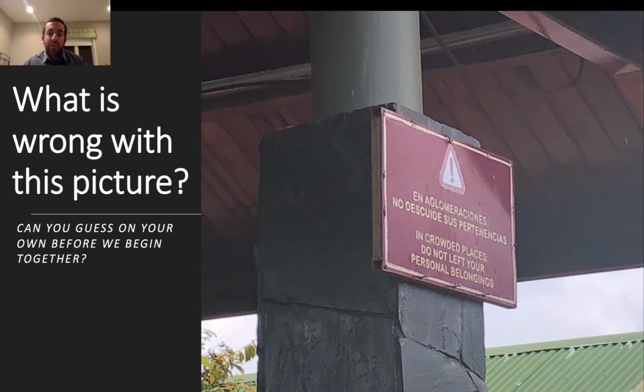it out loud from this picture sign that says, "In crowded places, do not left your personal belongings." So, in crowded places, do not left your personal belongings. Can you think of a few errors here before we move on, and write down how we can fix this warning sign, with the exclamation point and the triangular yield indication here? So before we go on, try to do your best and figure out how we could improve this sign.